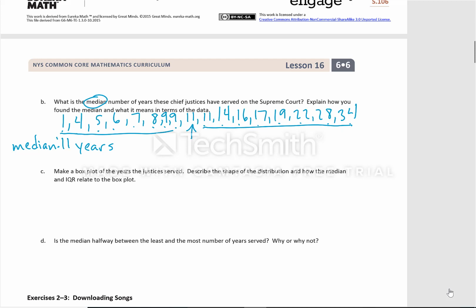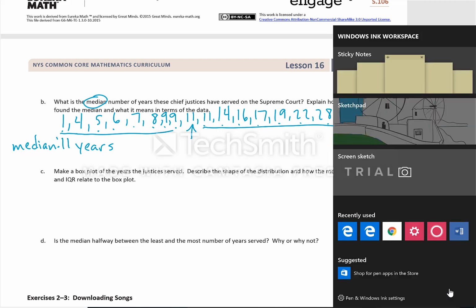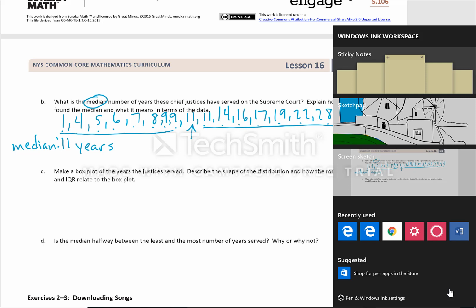All right, and then it says, explain how you found the median and what it means in terms of the data. So how I found it is, first you have to put the data in order. There are 17 justices, so the median would fall on the 9th value, so the 11 years starting from the bottom. The median is 11. What that means is approximately, or about half of the justices served less than or equal to 11 years, and half served more than 11 years.